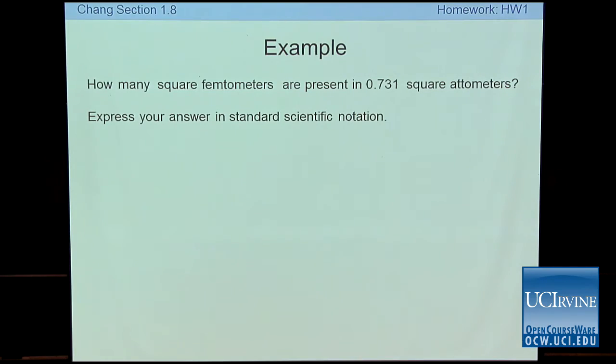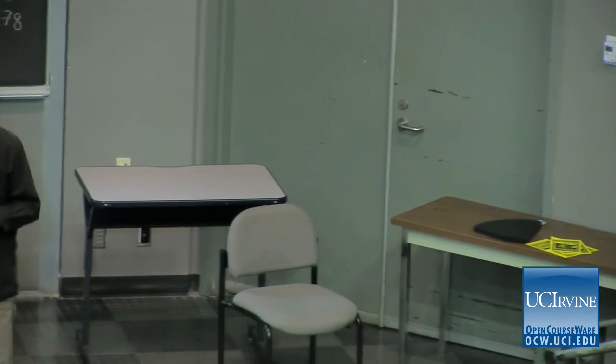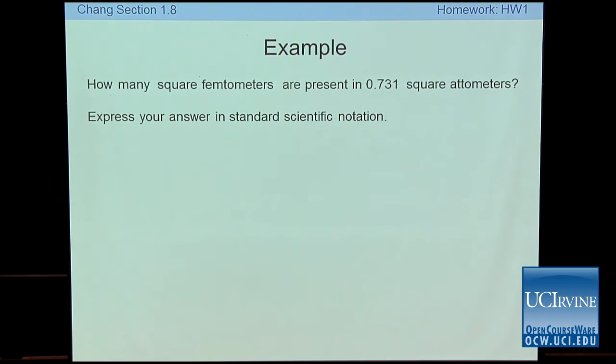Okay, another one. How many square? This is a very nice example. So it's one step up from the last example. How many square femtometers? Femto means 10 to the minus 15. Okay, so 10 to the minus 15 meters. How many square femtometers are present in 0.731 square attometers? What is an attometer? Atto is 10 to the minus 18. Express your answer in standard scientific notation.